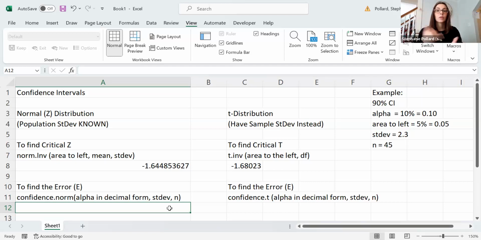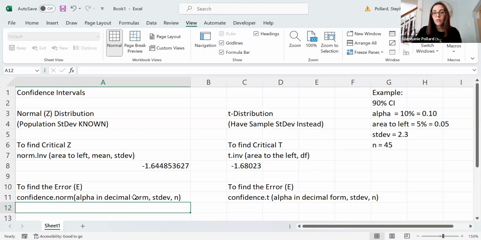So Excel basically will do all the work in the background for you with the critical Z and T stuff, and it will just spit out the error, which is typically what we're looking for. So same idea. If your data is population data for the standard deviation, then you're going to be using the normal curve. But if it was sample data, you would use the T distribution instead. But you can see the formula is almost identical, right? Confidence.norm versus confidence.t.